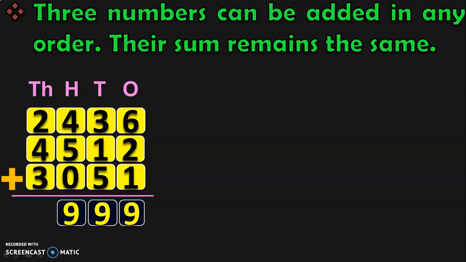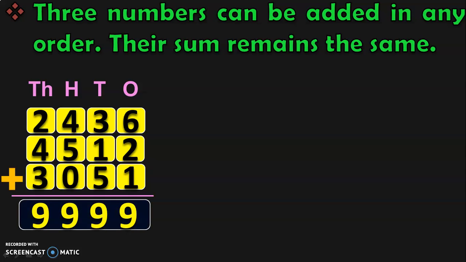Next, coming to the thousands place, you have 2 plus 4 which will give you 6 and 6 plus 3 will give you 9. So the sum of the three 4-digit numbers 2436 plus 4512 plus 3051 will give you the answer 9999. Now let us come to this property which states that three numbers can be added in any order. Their sum remains the same.